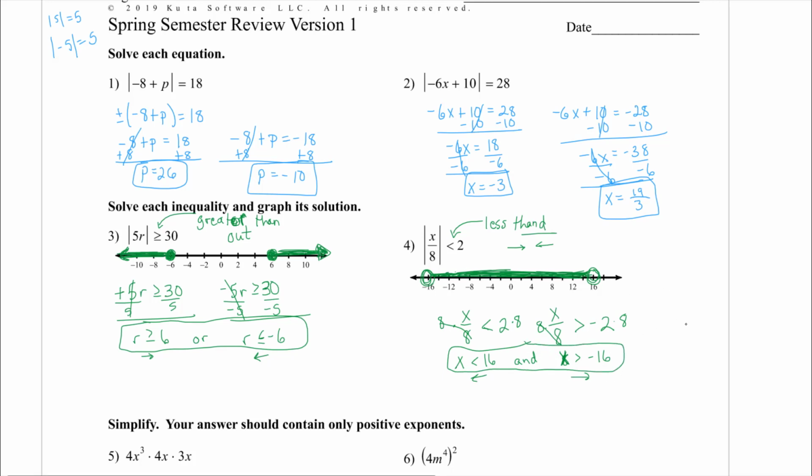Another way to write ands is to put them in order from least to greatest. So the negative 16 would go first and 16 would go last, and you'd put the x in the middle with two less than signs to show that x is between negative 16 and 16. I'm not super picky about writing it like this versus like this, but you should check with your teacher to see how picky they are.